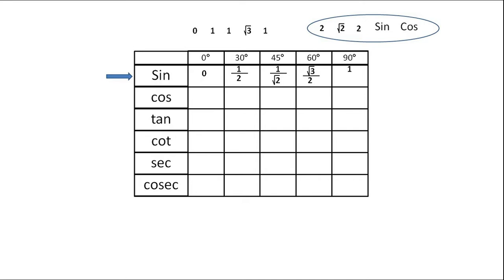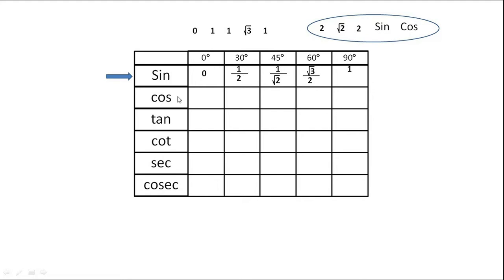Dear viewers, in this case, the first value indicates sine 0 degree. Here 0 is sine 0 degree, half is for sine 30 degree, 1 by root 2 is for 45 degree, root over 3 divided by 2 is for 60 degree and 1 is for 90 degree. Very simply we get the values of sine.